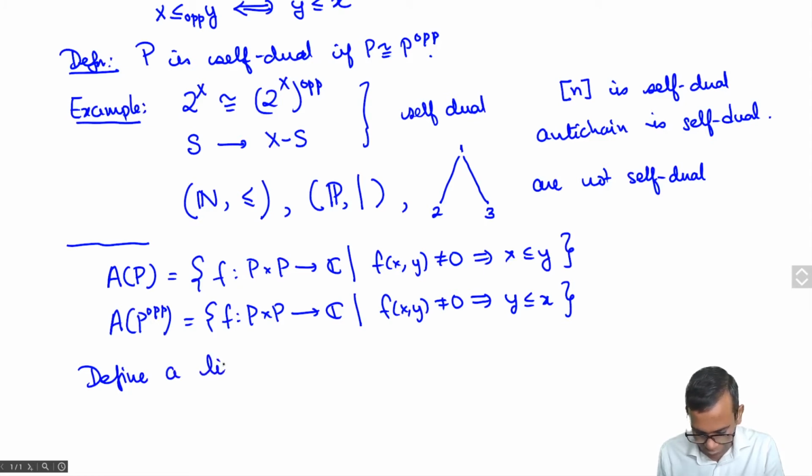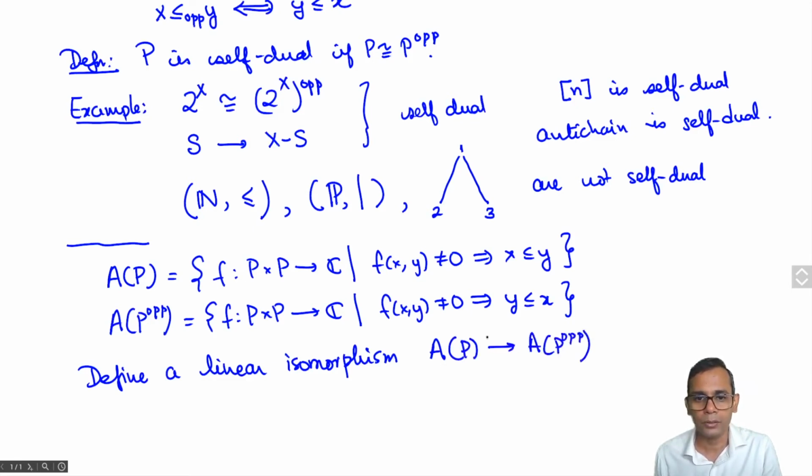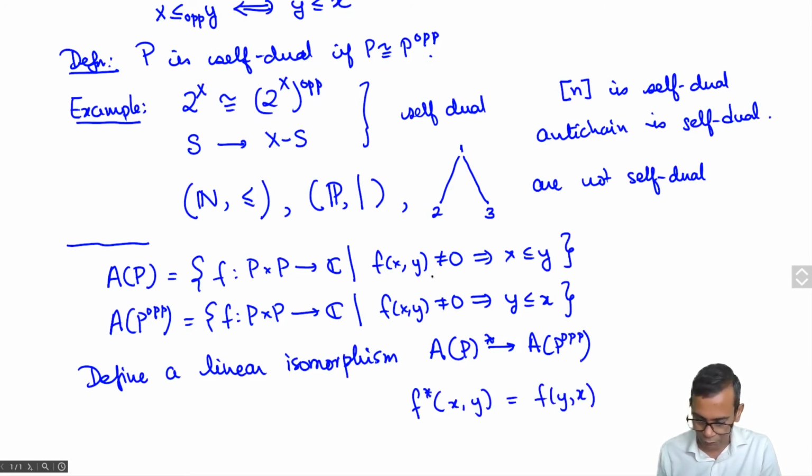This is going to be a linear isomorphism, obviously. I'll denote it by f goes to f star. Firstly, it's a linear isomorphism from A(P) to A(P op), and it's given by f star of x y is f of y x. Clearly this is a linear isomorphism, because the condition of which values are allowed to be non-zero is simply reversed under opposition, and so we are reversing the two variables.